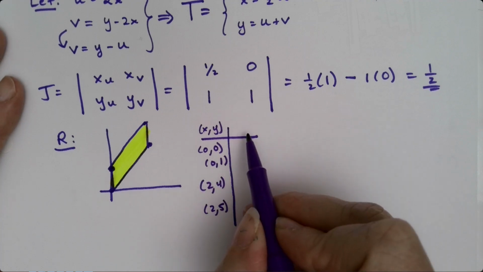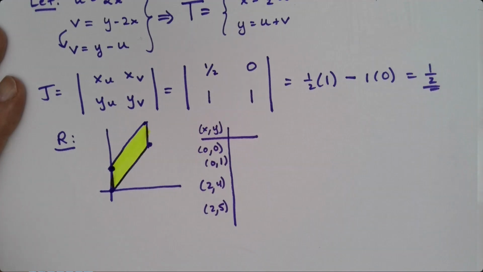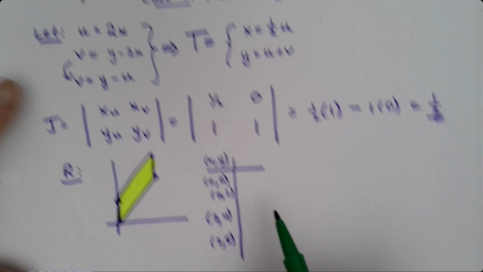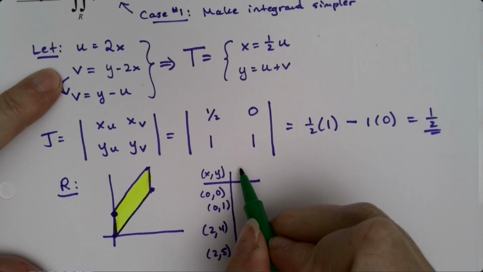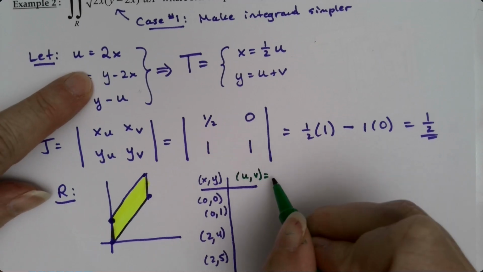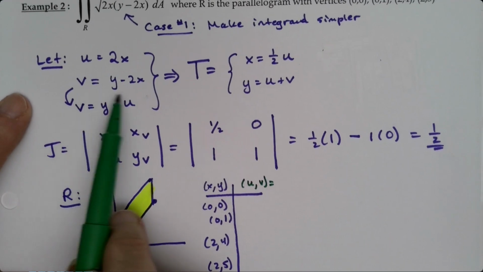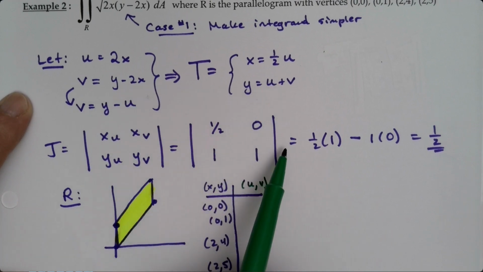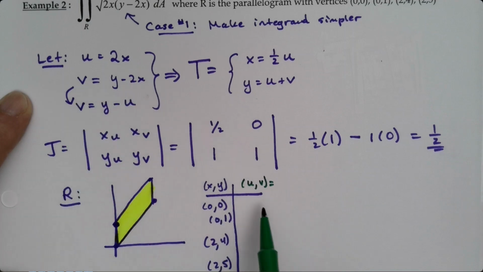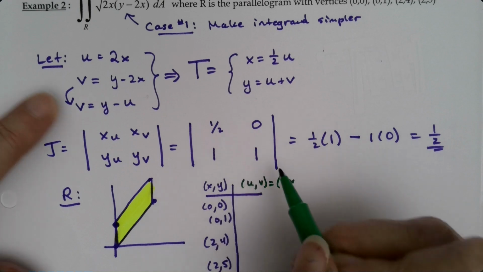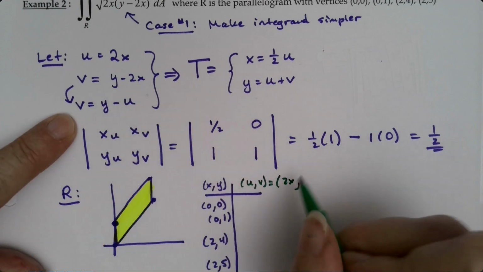And now we're going to write them in our new system. So our new system is going to have them be u and v. Now u we've already defined. See, this is why it's so helpful to have both of these things. This is the official transformation to find the Jacobian. This is super helpful for finding these values. So u was 2x, and v was y minus 2x.